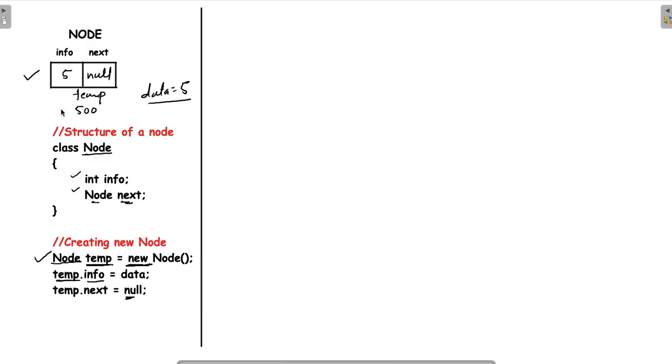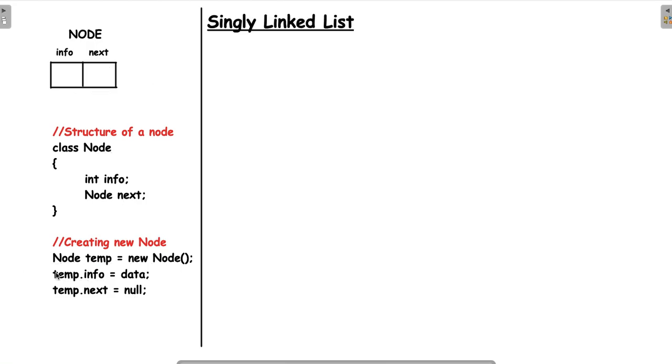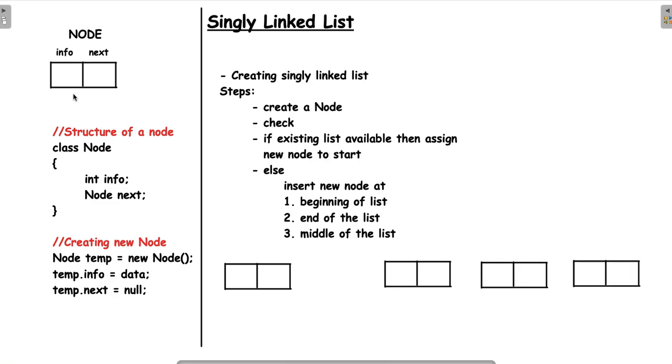Throughout this tutorial, whenever I say we create a structure, you have to consider this class, and whenever I talk about creation of a new node, you have to write these three lines. Now the next point is the singly linked list. A singly linked list is just a collection of such nodes in a sequence, one after another. So how to create that? There are certain steps for creating a singly linked list. The first step is to create a node. We know how to create a node, so for this step you have to follow these things.